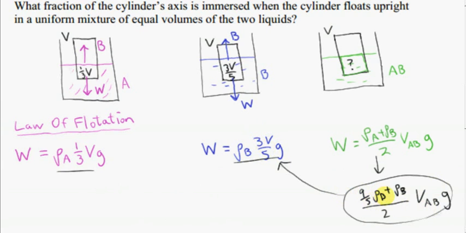So we divide both sides by rho B. Divide this by rho B. So on top we get 9/5 plus 1, divided by 2. Well, 1 is 5/5. 9/5 plus 5/5 is 14/5. Divided by 2 is 14/10, which is 7/5. So this thing here becomes 7/5 VAB. Well, the G's go on both sides as well. And we're left with 3/5 V from this thing here.